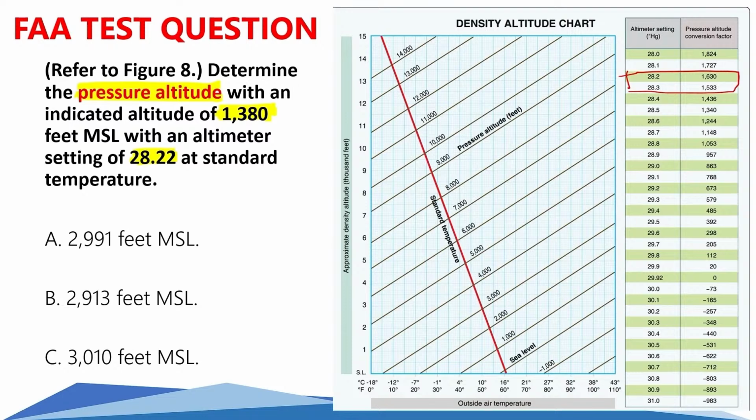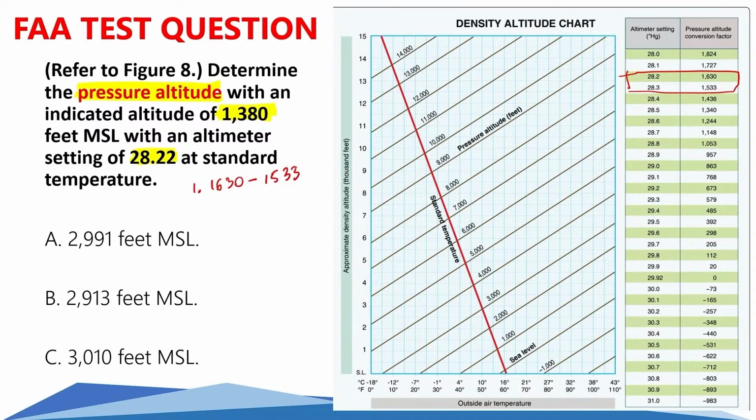And keep in mind that to go from 28.2 to 28.3, we're dealing with basically tenths in between. So the easy way to look at this is now that we have those two numbers, it's somewhere between 1630 and 1533. What you want to do is figure out what is the difference between those two values. So in step number one, I'm going to take 1630 and subtract 1533.